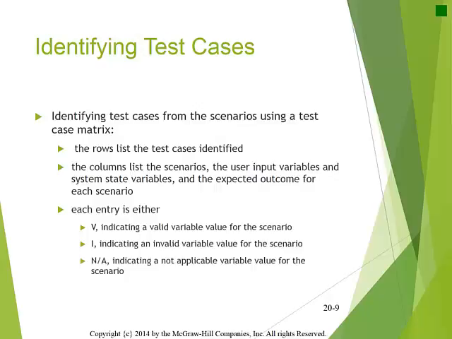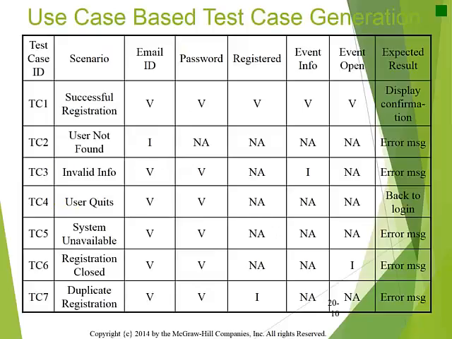Each entry is either a V indicating a valid variable value for the scenario, an I indicating an invalid variable value for the scenario, or NA indicating a not applicable variable value for the scenario. Here is a test case matrix. The test cases are on each row and inputs are in the columns.